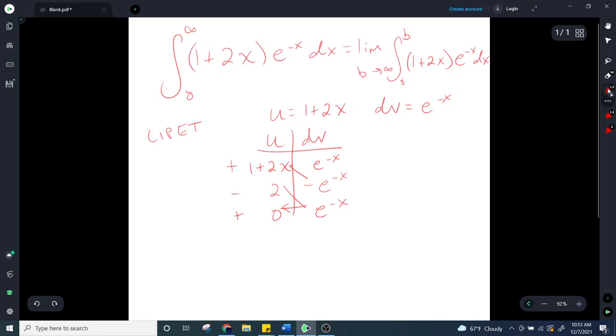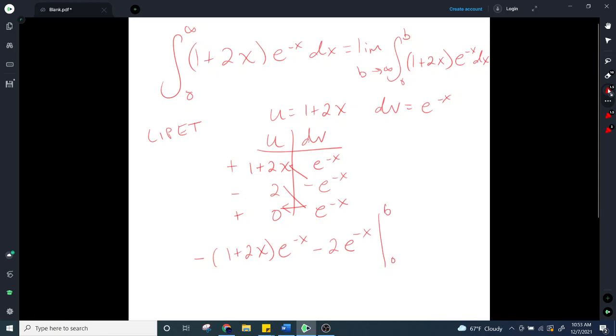So my antiderivative here is going to be, we've got that negative there, so I'm trying to be careful of how I write this. So we've got negative 1 plus 2x times e to the negative x, and then minus 2e to the negative x, and then of course the last part's the constant, but it's a definite integral, so I'm going to leave that out and go from 0 to b.